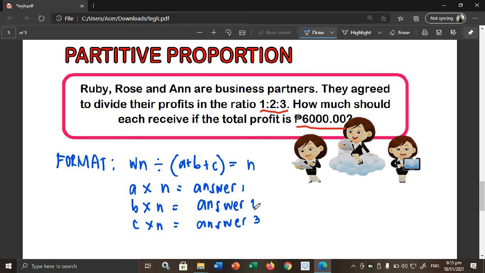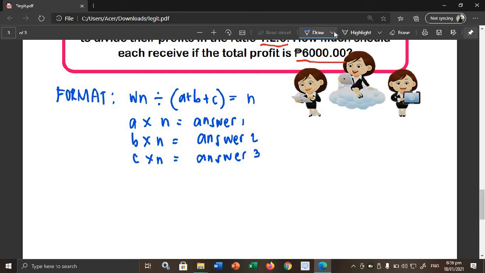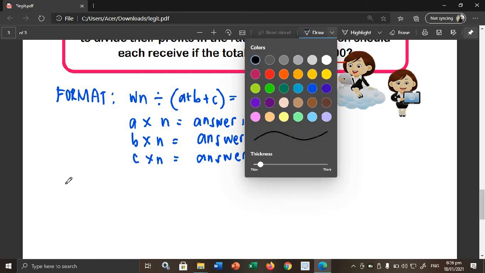So depende kung ilan yung given na number sa ratio mo. In this problem kasi we have 1, 2, 3 ratios. So we have 3 answers. Pero kung ang ratio lang na given mo, let's say 1:2, you have 2 answers. In this problem kasi we have 3 numbers in your ratios. Therefore, you can assume na you have 3 answers. So how do we solve this type of problem?